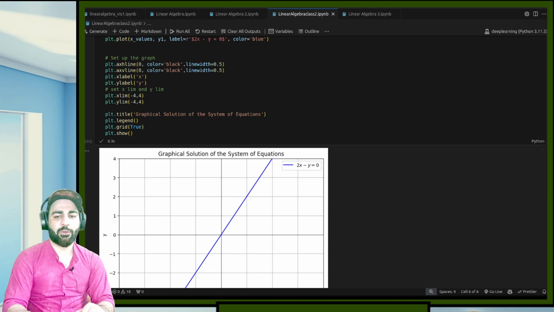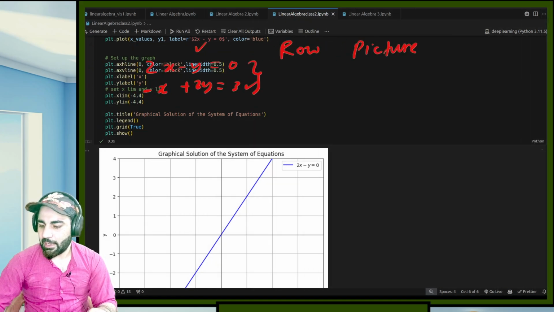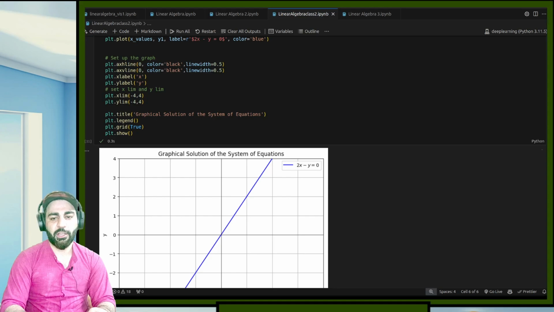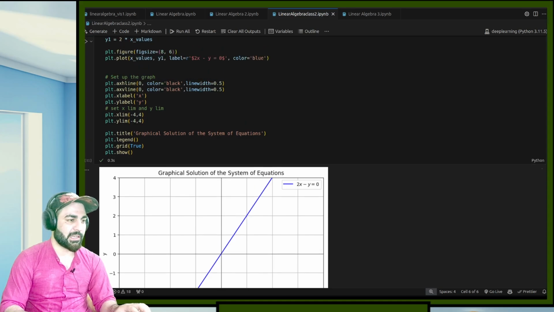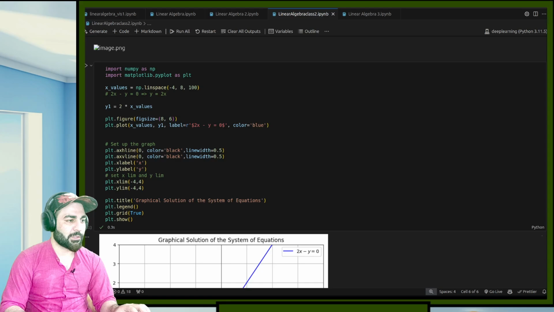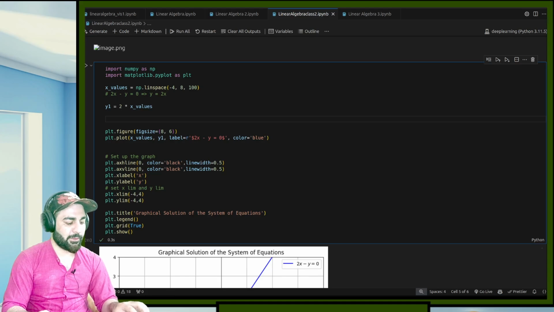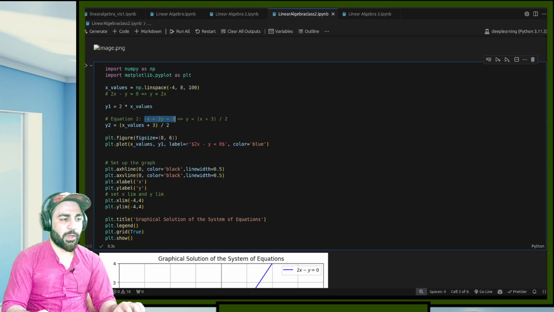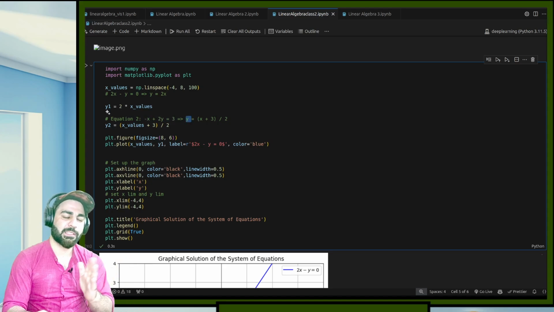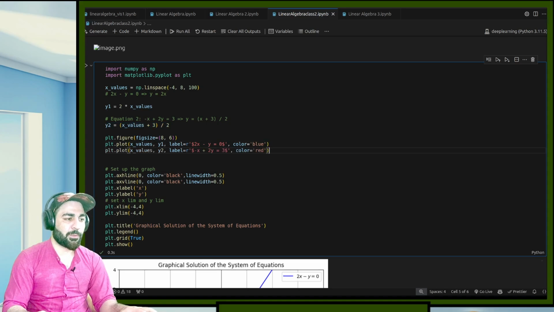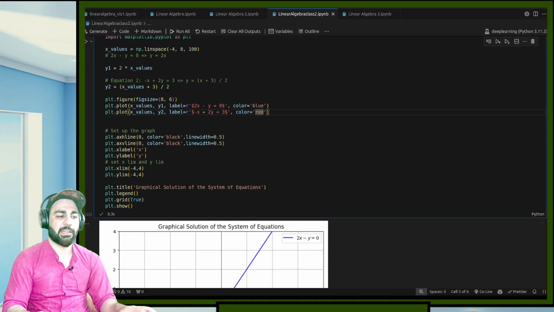Now the second line that I have to create is the equation minus x plus 2y is equal to 3. So when you solve this equation for y, you will get the y values. So this was equation 1, and this is my equation 2. So it was minus x plus 2y is equal to 3. When I solved it for the value of y, this is x plus 3 divided by 2. This is my y2. Now I'll plot for y2. plt.plot with x values and y2 values, and this is minus x plus 2y is equal to 3. This is color red.